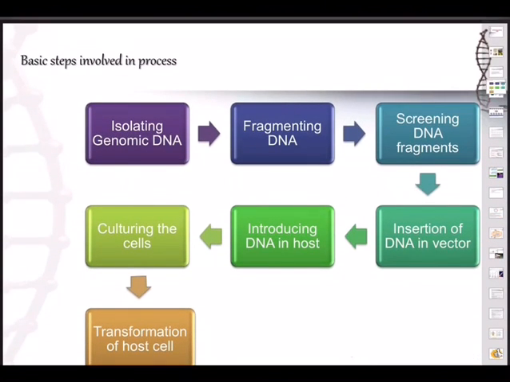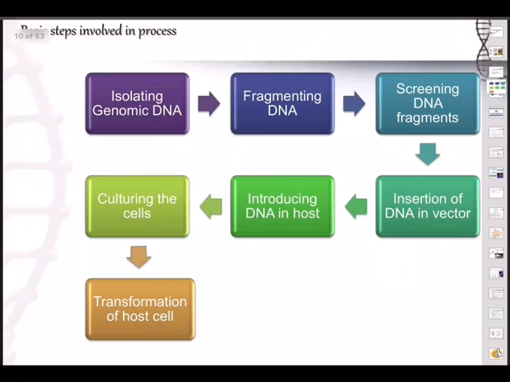So what are the basic steps involved in the process? First, isolating genomic DNA. The first step is to isolate the DNA. Then fragmentation of DNA. You have to cut the DNA. And then screening DNA fragments: what is good, what is desirable, what is bad. So we need to screen the DNA fragments. Then insertion of DNA into a vector, and then introducing this DNA into the host, and culturing of these cells inside the host, and we can see the transformation of host cells. These are the basic steps involved in the genetic engineering process.